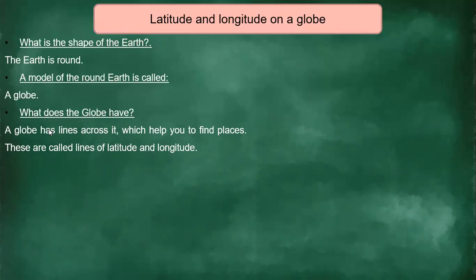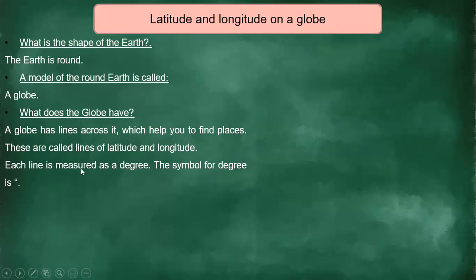As you guys have said, the globe has lines across it. We also find oceans, continents, and the latitude and the longitude. We also have the equatorial line. So a globe has lines across it, which help us to find places. The globe has lines across it, which help us to find places. They are called lines of latitude and lines of longitude.